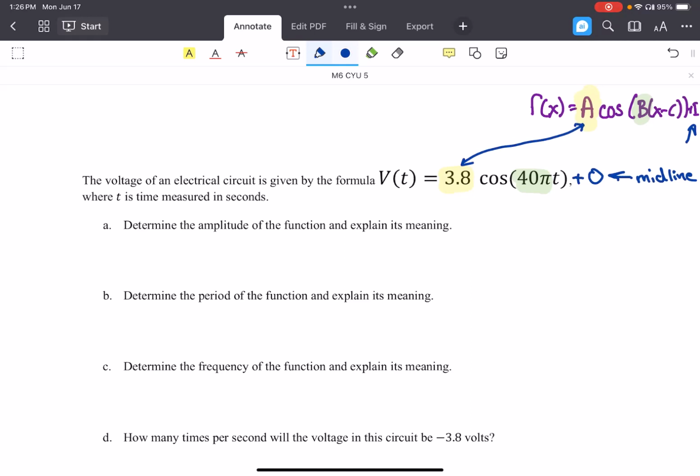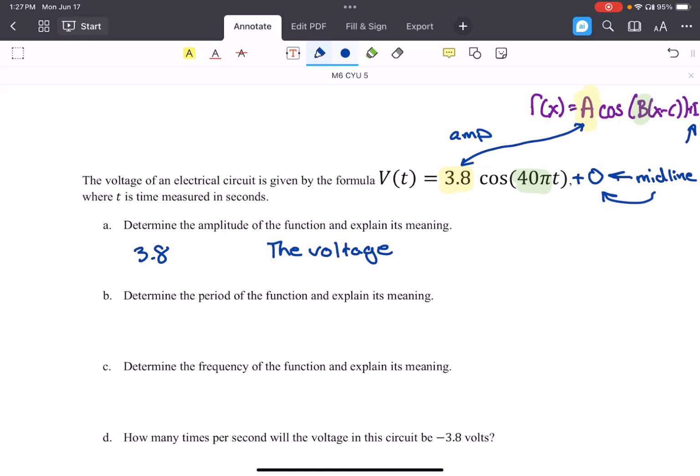Okay, so we remember that A right here. Not only does that tell us our vertical stretch or compression factor, it also gives us the amplitude. In this case, the amplitude of the function is 3.8 volts. What a 3.8 in this context is telling us is that the voltage is going to oscillate, or go up and back, 3.8 volts above and 3.8 volts below the midline, which in this case, remember, was a voltage of 0.